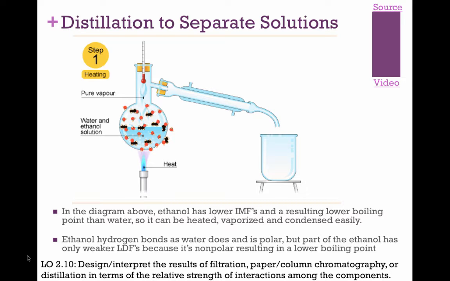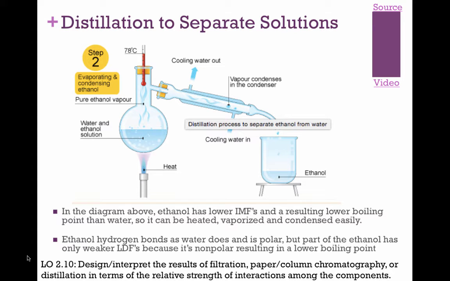So distillation. What physical property does distillation take advantage of? Boiling point, yeah. So this takes into account boiling point. The one with the lower boiling point is going to separate first. So if this is water and ethanol, which of those has the lower boiling point? The ethanol, right? It's C2H5OH, mostly dispersion with 1 hydrogen bond. So the ethanol is going to boil off first because it has the weaker intermolecular forces.